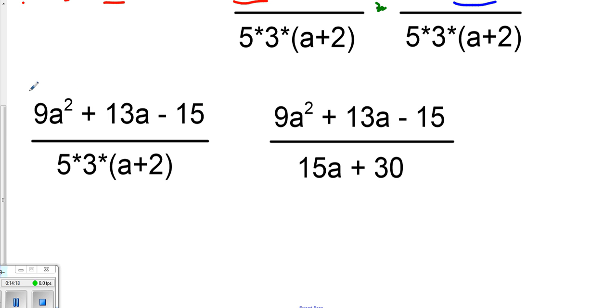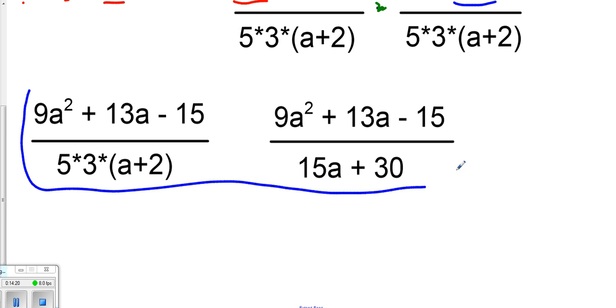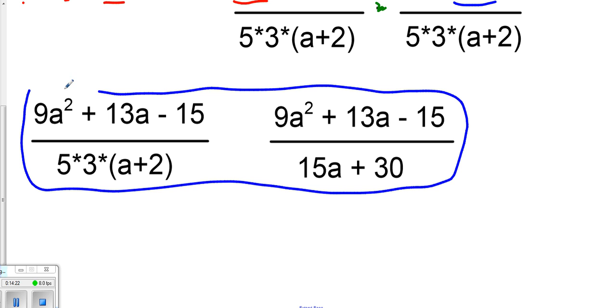So again, either one of these is an acceptable final answer. If you want to leave the bottom in factored form, that's okay. Or if you like to spell it all out, 15a plus 30, that's all right too. Either one. So those are going to be our final answers for subtracting the rational expressions. And that'll wrap it up for our last video.